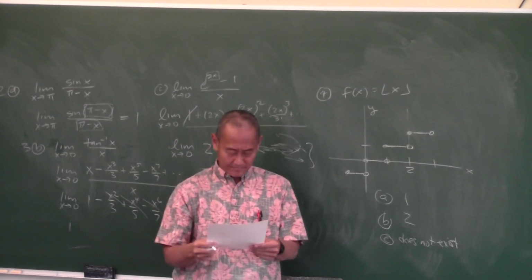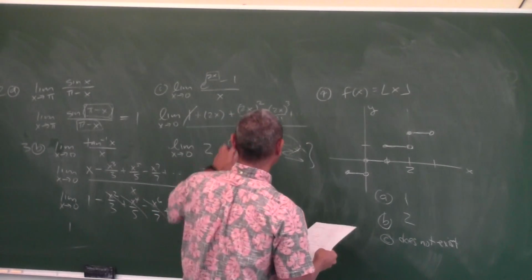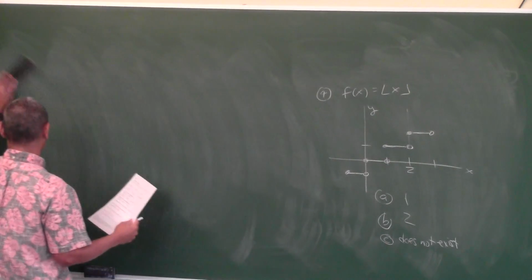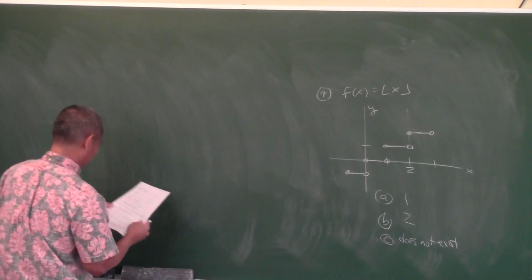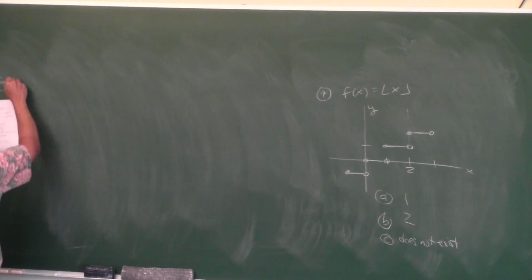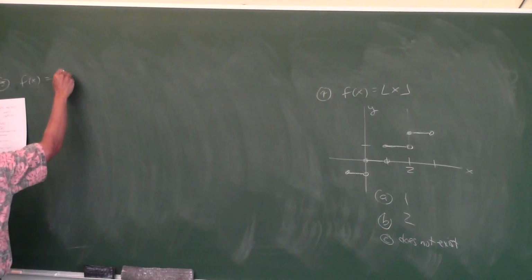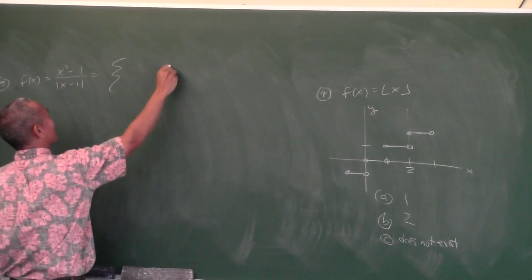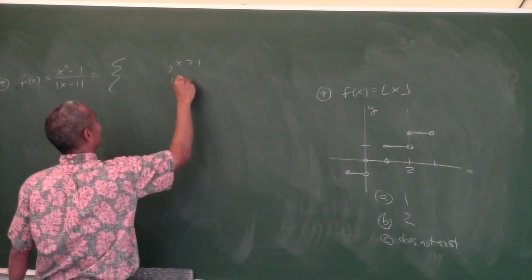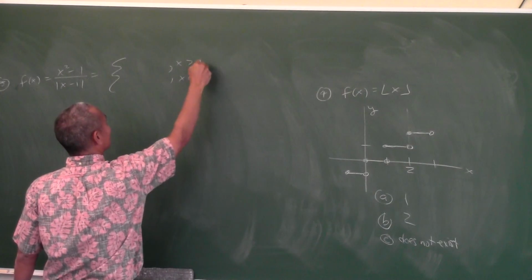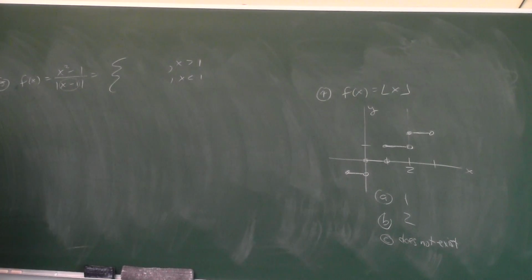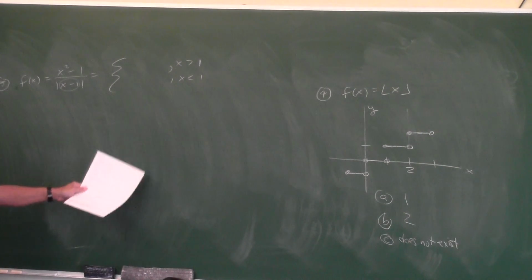Okay, number 5. When you see an absolute value, you do a piecewise function. Anyway, I told you to make a piecewise function. What's the problem? F of x equals x squared minus 1 over absolute value of x. So first thing you do, you make a piecewise function. How come it's 1? I thought it was 0, Mr. Park. Well, what makes the inside of the absolute value 0? 1. That's why it's 1, not 0.